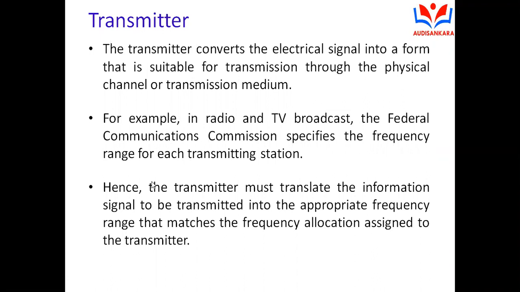In radio as well as television systems, we already know that the FCC specifies the frequency ranges for each transmission station, so based on that we need to transmit up to a particular range. It supports up to that particular point only. Other than that, there is no possibility to transmit the information. Then the transmitter must translate the information to be transmitted into the appropriate frequency range also.